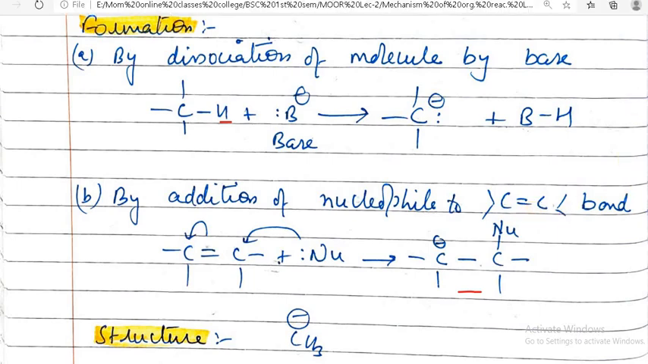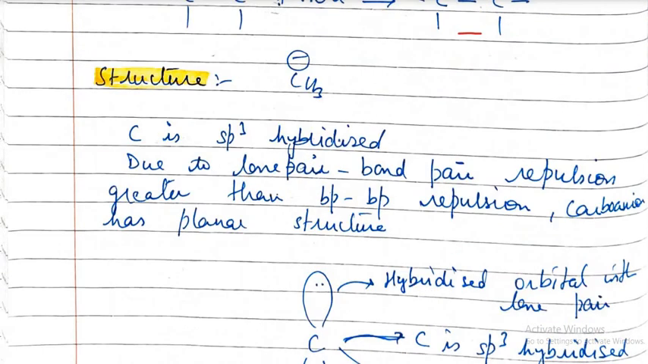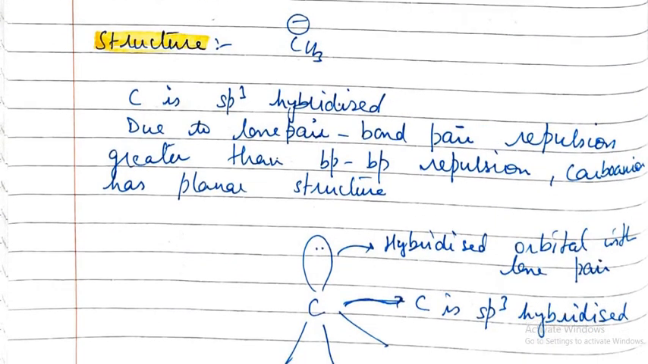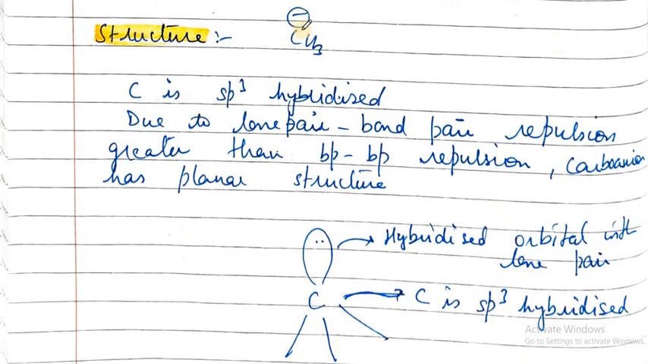So next is its structure. Let's take a simple example, the CH3 negative carbanion. In this, carbon is sp3 hybridized, that is, it has sp3 hybrid orbitals. So this carbon has 3 sp3 hybrid orbitals, 1 orbital, 2 orbital and 3 orbital, and the 4th orbital contains the lone pair of electrons.